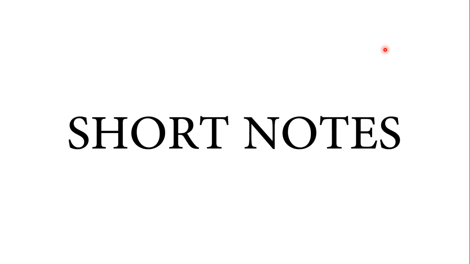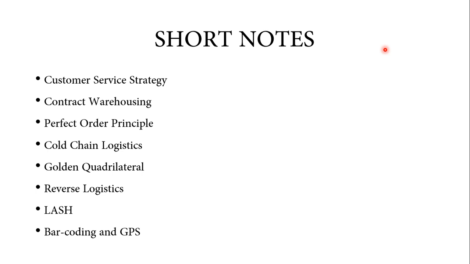Now we come to the short notes. So in short notes, you will see many questions have already been repeated in the long answers. Okay, so we'll start one by one. First is customer service strategy, contract warehousing, that comes in the types of warehousing. Perfect order principle, very important short note. Cold chain logistic, golden quadrilateral, reverse logistic, barcoding and GPS.